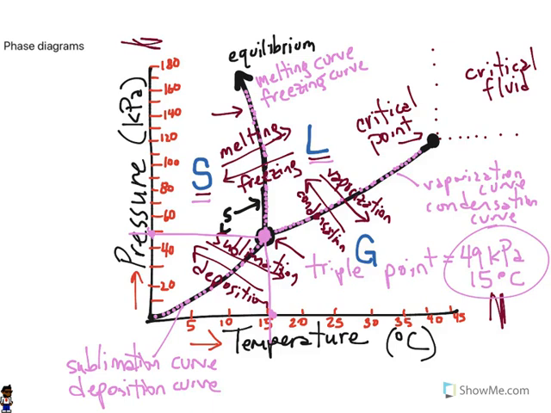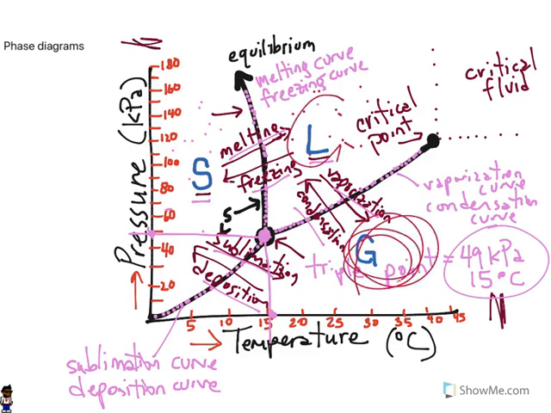So you're going to have to be able to look at a graph, identify where it's melting, where it's freezing, where it's vaporizing, condensing, subliming, depositing. If I give you any point, you should be able to tell me, oh, if it lands over here, it's a solid. If it lands over here, it's a liquid. If it lands over here, it's a gas.